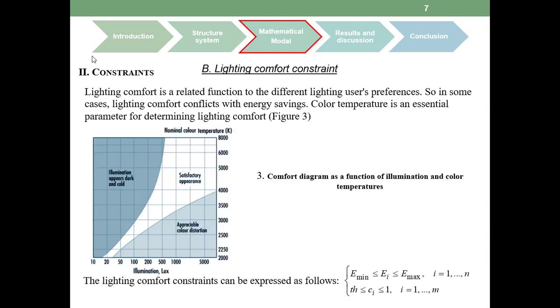The lighting comfort is related as a function to different lighting user preferences. So in some cases, lighting comfort conflicts with the energy saving. Color temperature is an essential parameter for determining lighting comfort. The lighting comfort can be expressed as followed by these expressions.